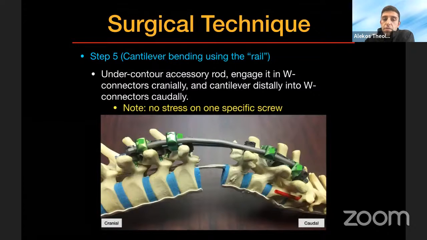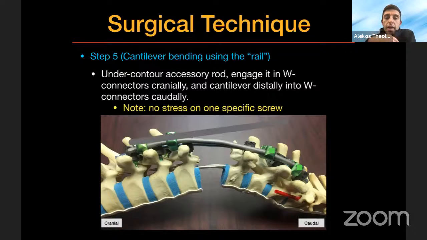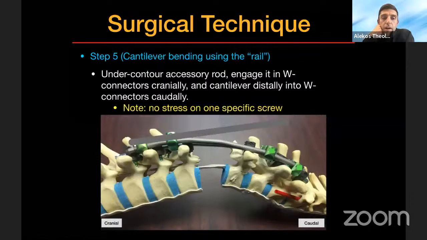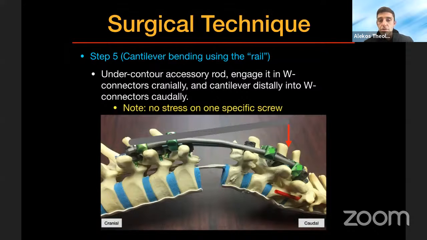The other option for this rail technique is to use the rail, the accessory rods, as a cantilever maneuver. So if you're going to do this, do something similar where you lock the accessory rod, the Lauer rod, in either cranial or caudal, you under contour it, and then you can push it down into the Ws laterally. The nice thing about this is you don't have to worry about any screw pullout because everything is secured medially. And so it really puts no stress on the screws.